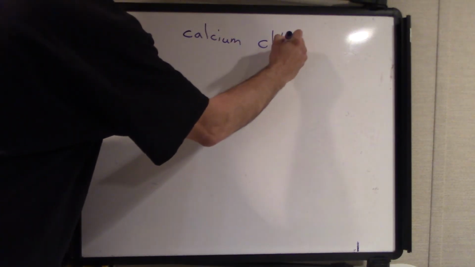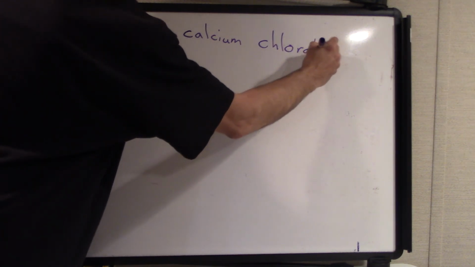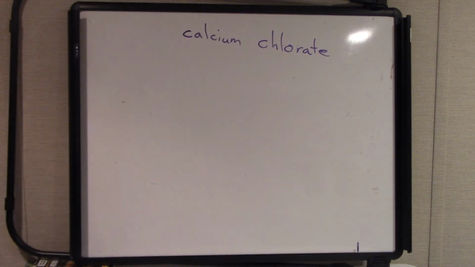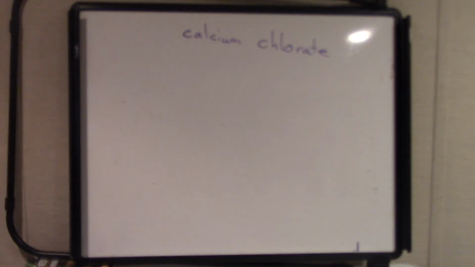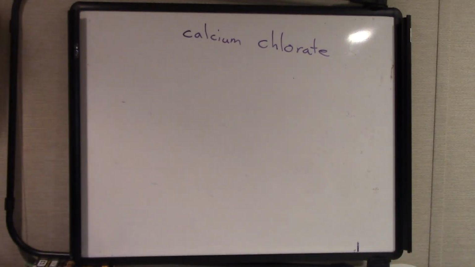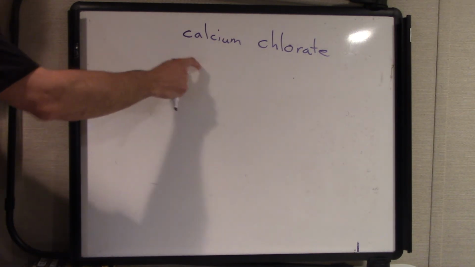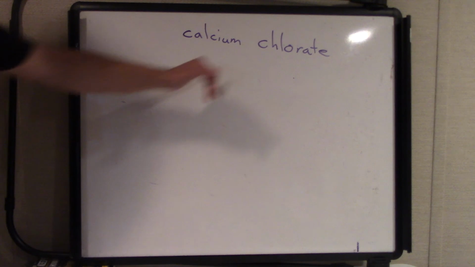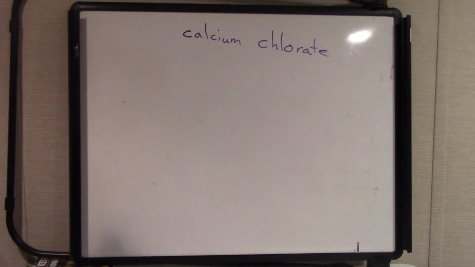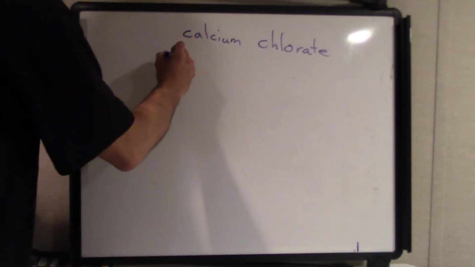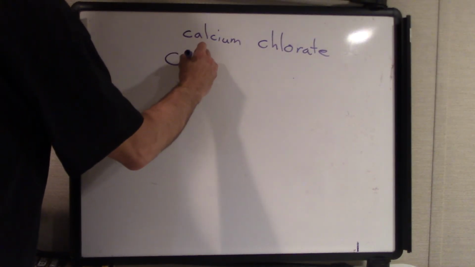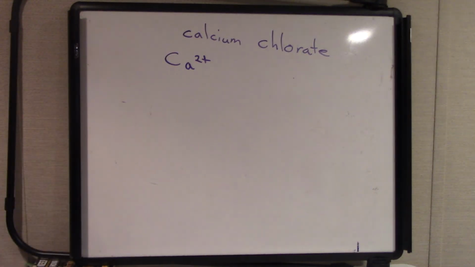The one I've chosen for us, again, goes the opposite way, starting with the name, writing the formula: calcium chlorate. So we're going to write the formula for this. Well, again, we're dealing with an ionic compound. We recognize this is one of the names of one of those polyatomic ions. Calcium is in group 2A, so we know calcium has a +2 charge.